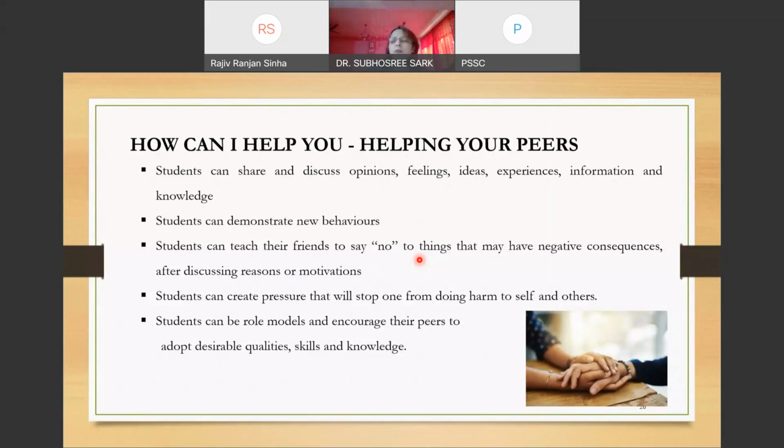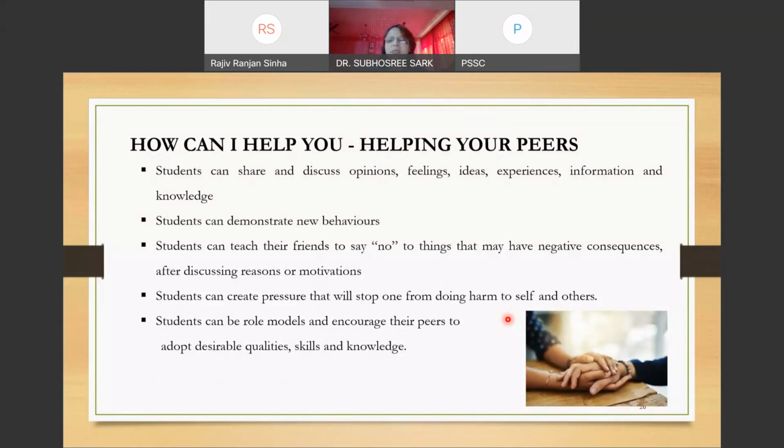So that is what peer groups have lots of influence on a particular student. Students can give pressure that will stop one from doing harm to self or others. Talking. Tell the peer group to talk. You are not focusing on only one student, you're focusing on the peer group. As I said, use the peer group to your advantage.